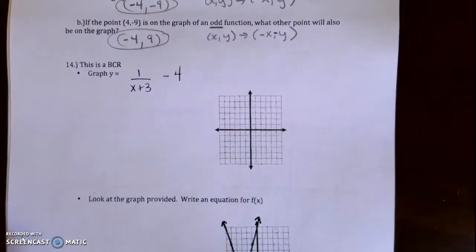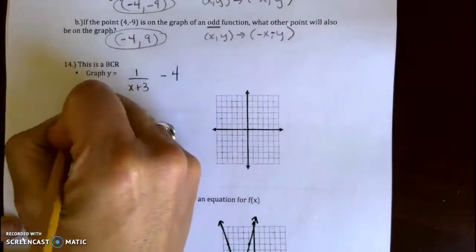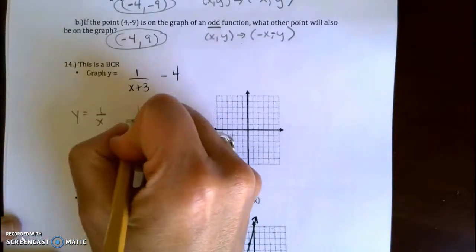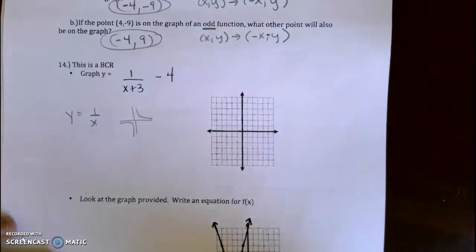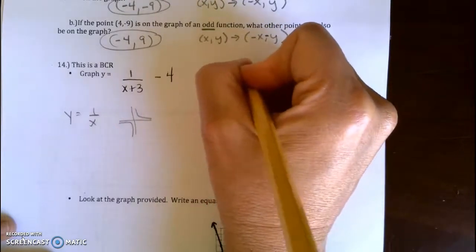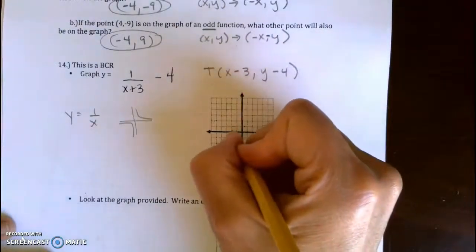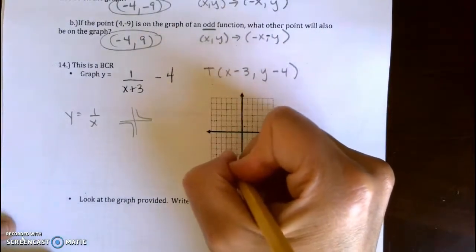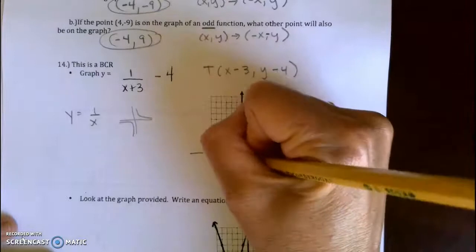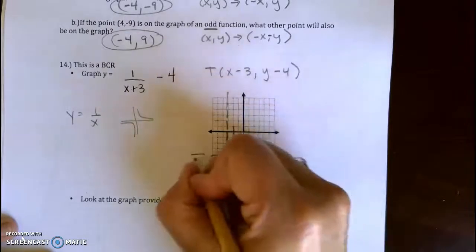Y equals 1 divided by x plus 3, minus 4. We're supposed to graph it. I know that my parent function is 1 divided by x. That's a graph that looks like this. So I have asymptotes, and I'm moving this one 3 to the left because x plus 3 is in the equation, and 4 down. So I'm going to go 3 to the left and 4 down, and I'm going to draw asymptotes there. And then I'll draw my curves.